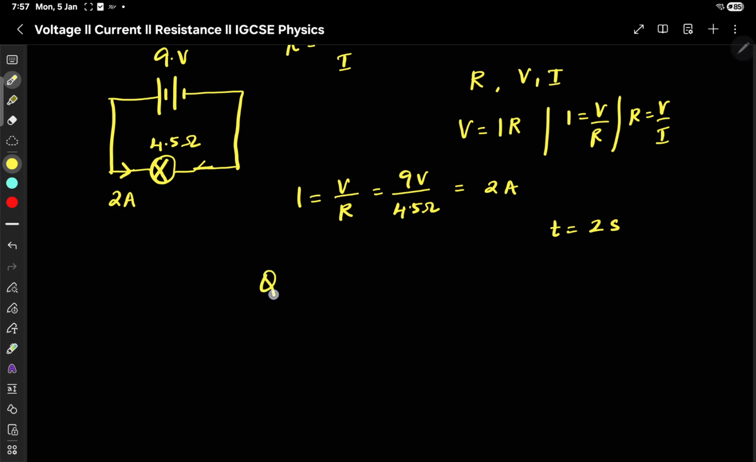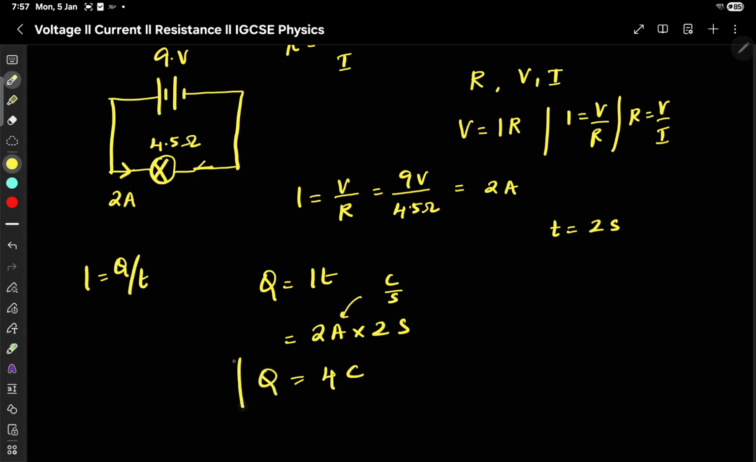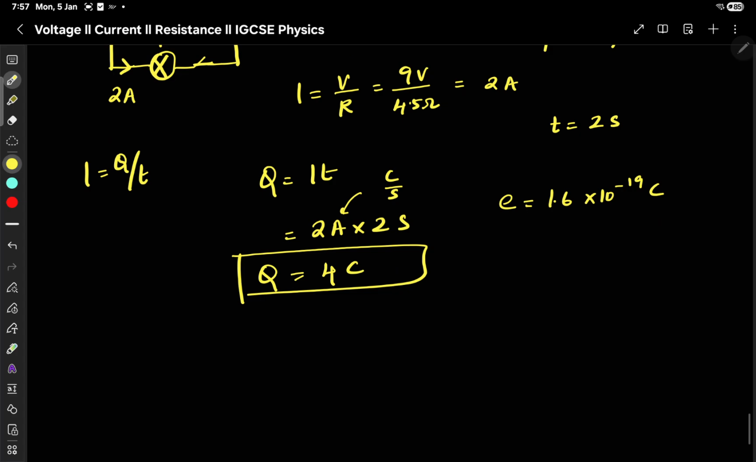Then I will use Q is equal to IT, because I said I is equal to Q by T. So I will be 2 amps and T will be 2 seconds. So 2 into 2 is 4 coulombs, because amps is coulombs per second. So coulombs per second into second, the seconds cancel out, and finally we get 4 coulombs. Also, you must know the charge of an electron, which is 1.6 into 10 power minus 19 coulombs. If I ask how many electrons are flowing, there is one more formula which we have to remember.